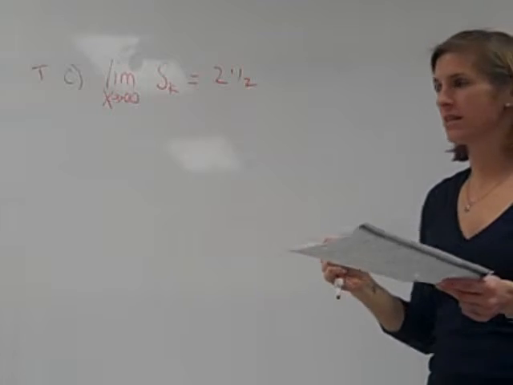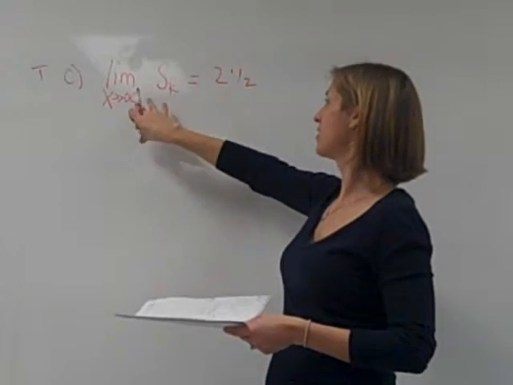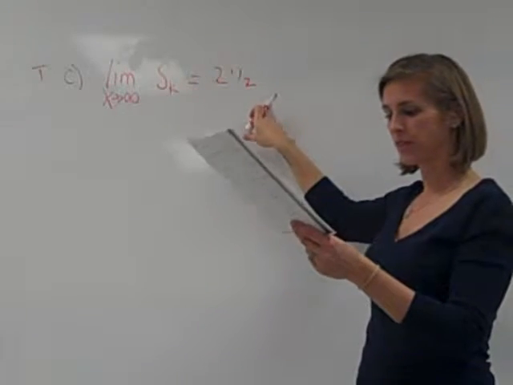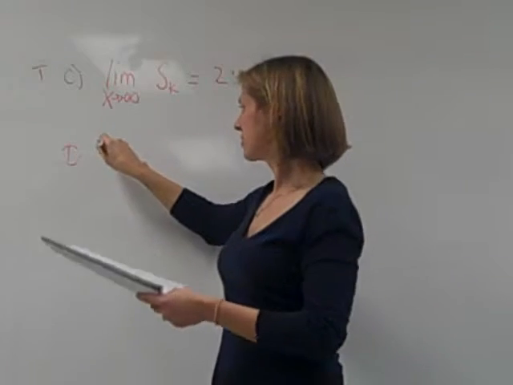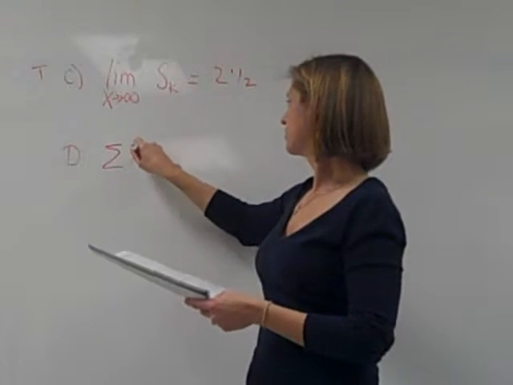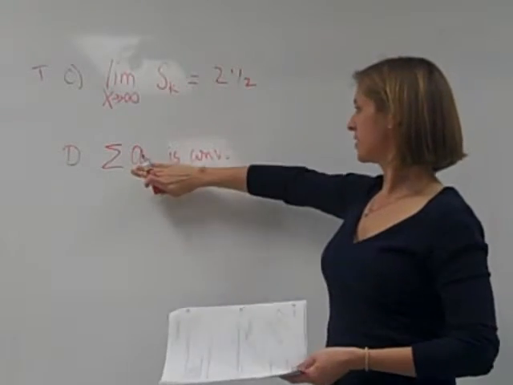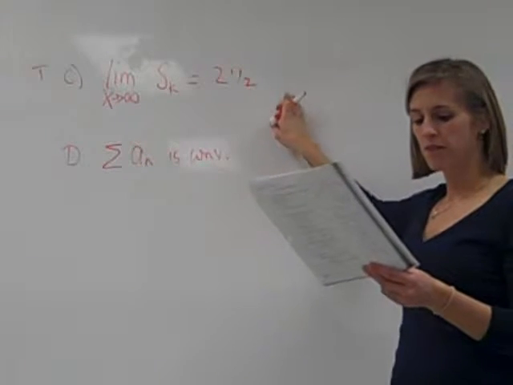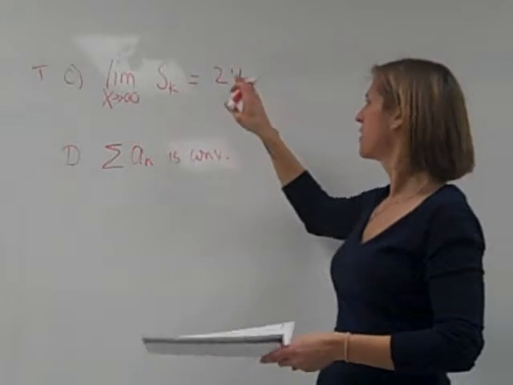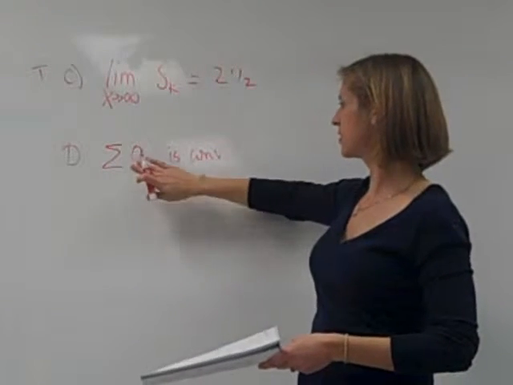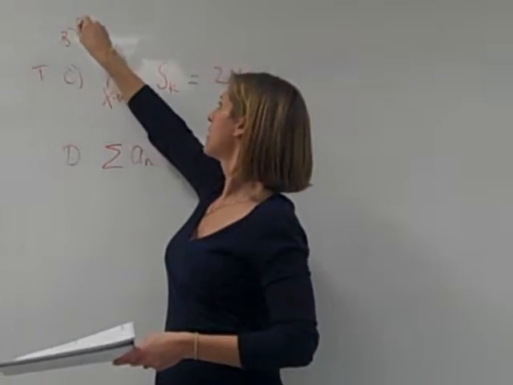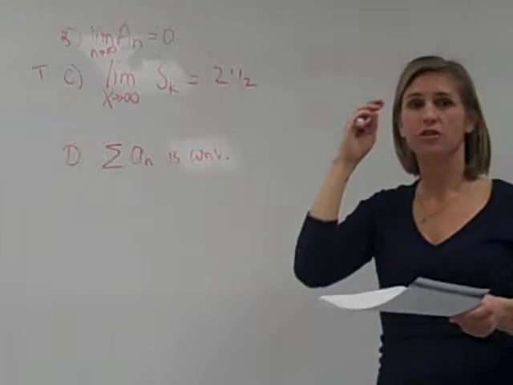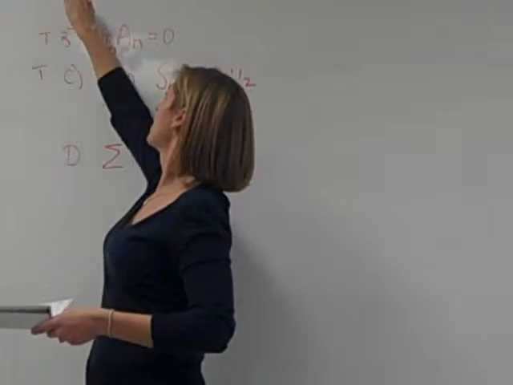Well, remember what that means. If the partial sums have a limit that goes to a number, that means the series converges to that number. So D is true. The series is convergent, okay? Because if a series is convergent, its partial sums limit goes to a number. But remember what's also true is that if the series is convergent, that means that the limit of the series is 0. So B is true, but A is not.